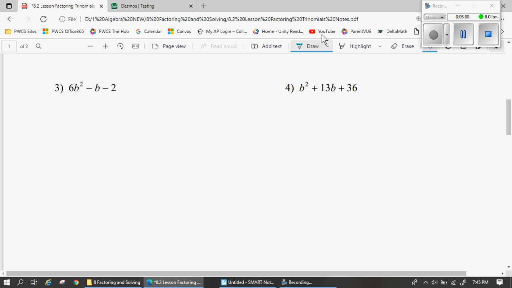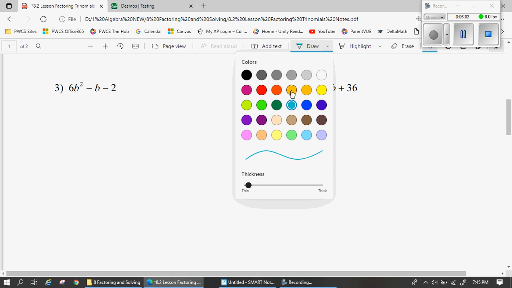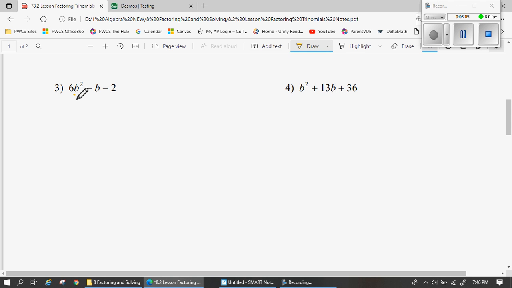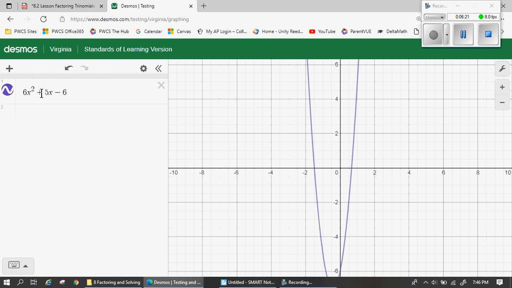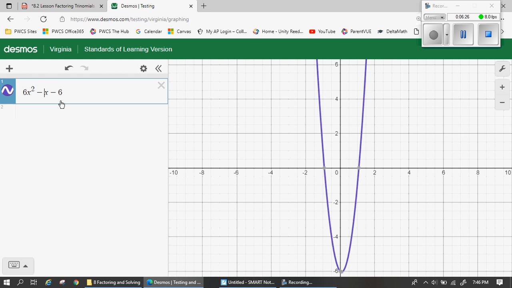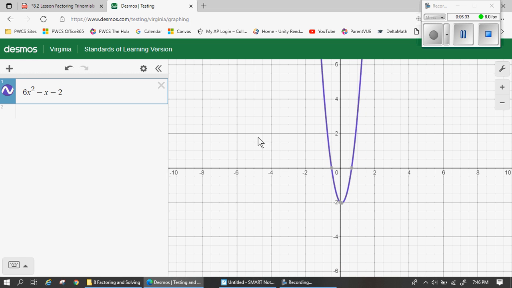Let's try another one. And whenever you get a letter other than X on one of these practices or one of these lessons, you just change the letter to X because Desmos doesn't understand what you mean when you plug in B. So I'm going to make this 6b squared minus, or 6x squared minus x minus 2. And a little trick of the trade here, I'm just going to keep using the same thing and just change my signs and my values. So I don't have to keep typing in the whole thing.